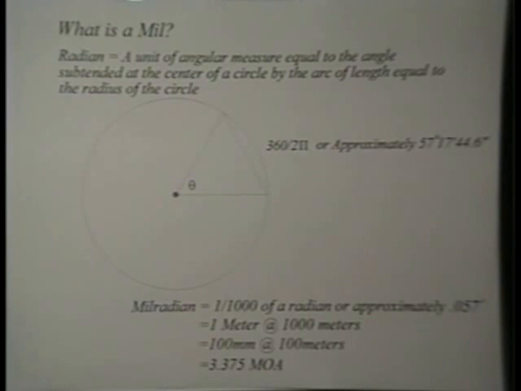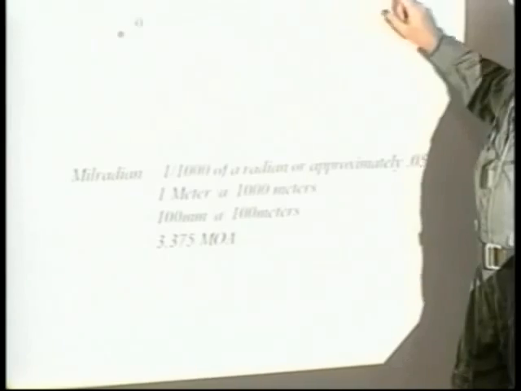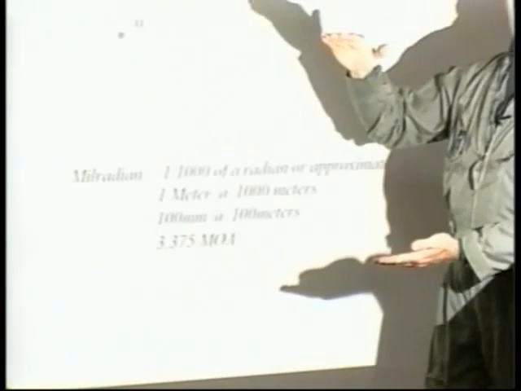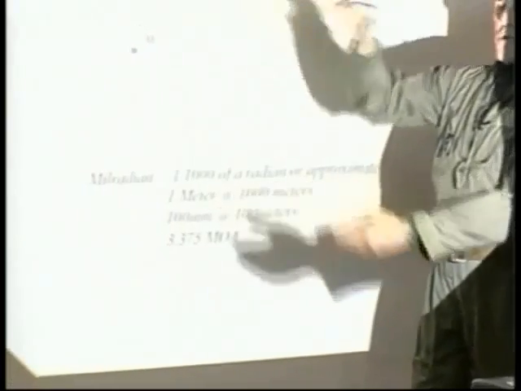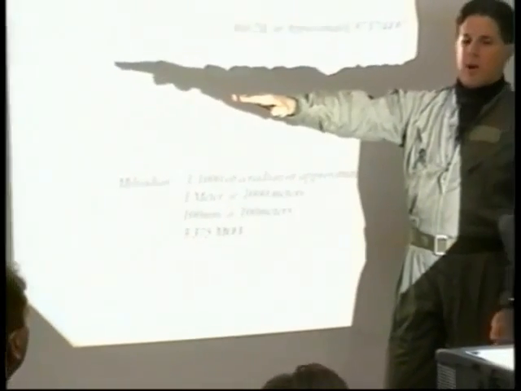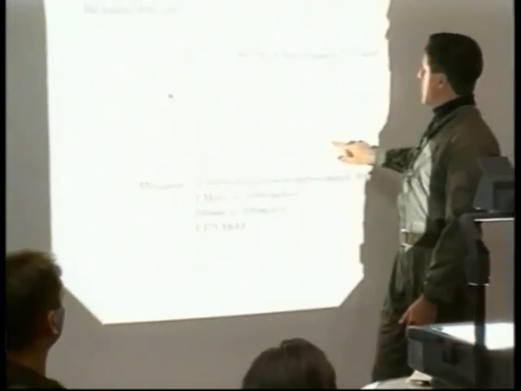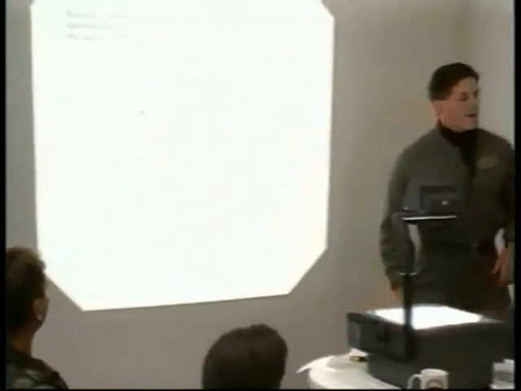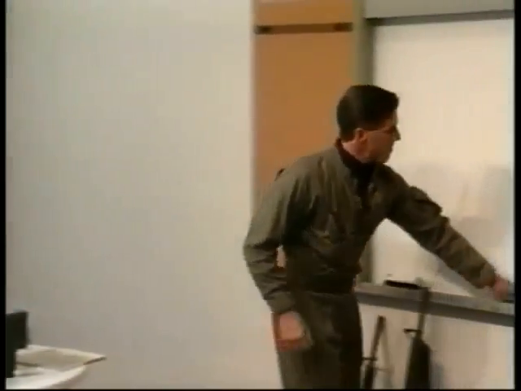What's interesting about radians, and this is why we use them out there when we're trying to determine distance, is if I had a target that was 1 meter tall, that would be the height of my triangle, and on the long leg of the triangle, I drew 1,000. Let me just walk over to the board to make it easier to explain.